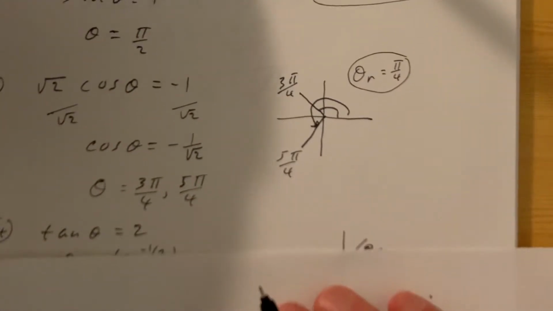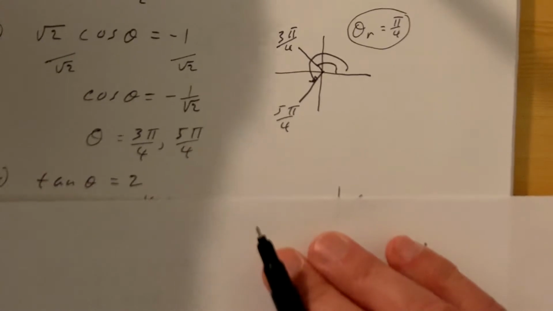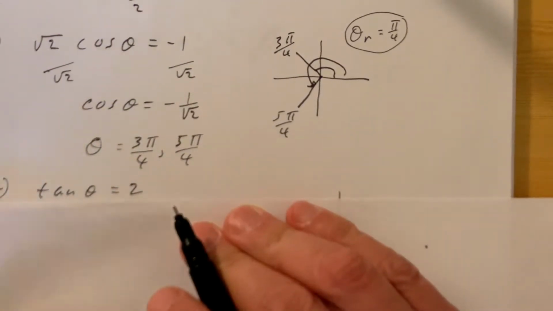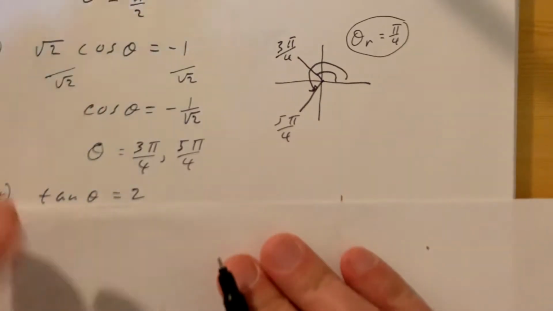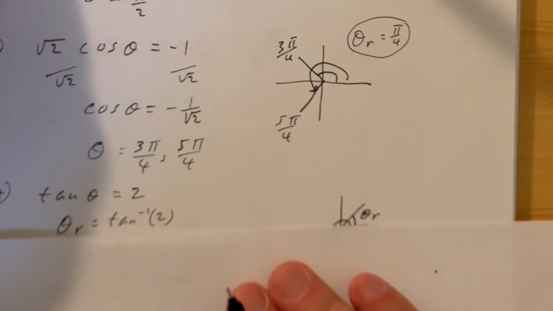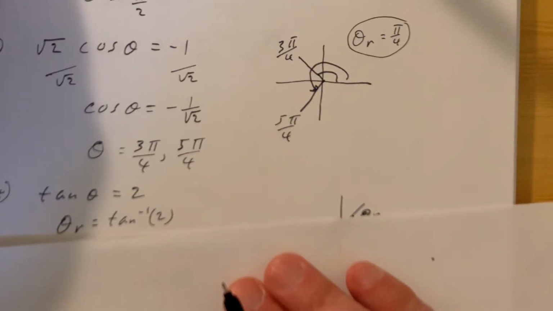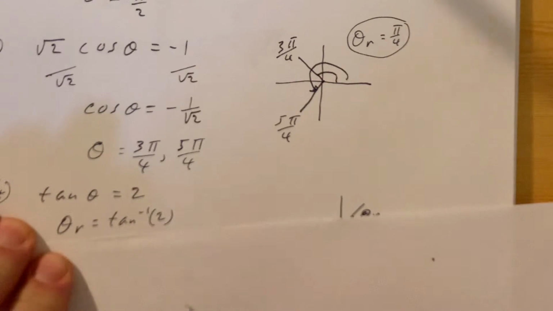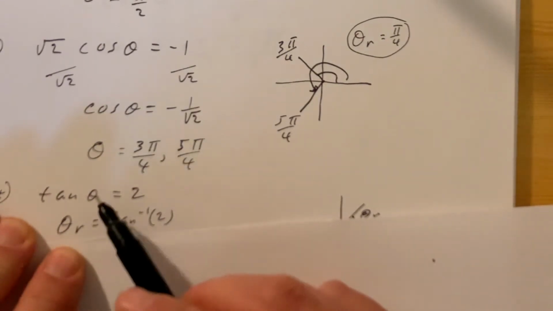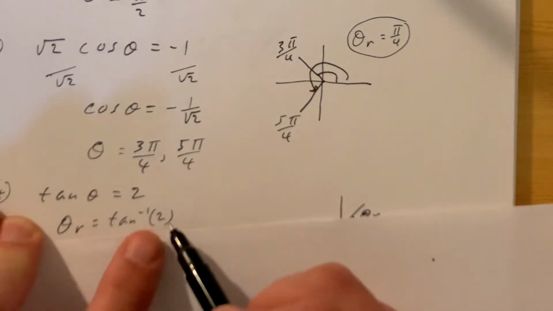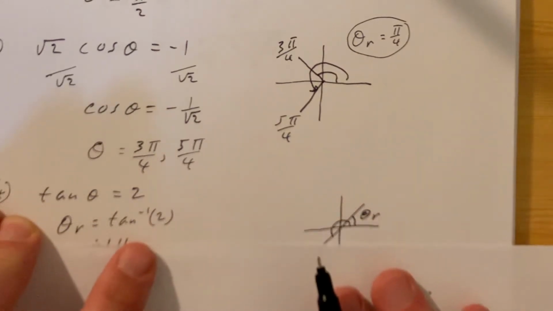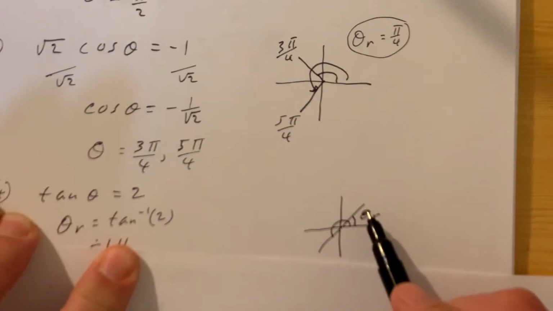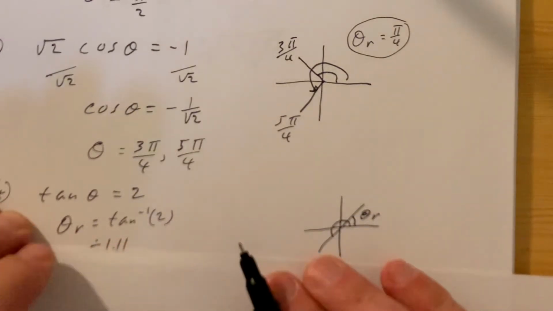Okay. Tan theta equals 2. What about this one? Okay, so you can pause the video and try these. See if you get them and then check the answers. So tan theta equals 2. Well, we want to find theta r, so the related acute angle, by doing tan inverse of 2. If that was tan theta equals negative 2, you'd still do a positive 2 because we want to find it in the first quadrant. Okay, when is tan theta positive? Well, it's in quadrant 1 or quadrant 3.